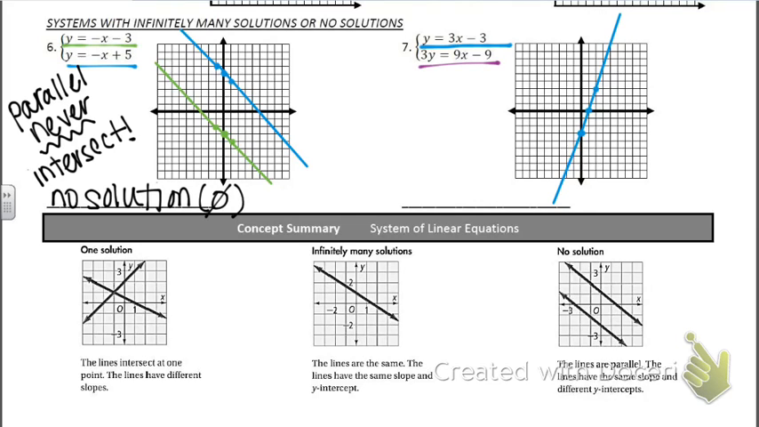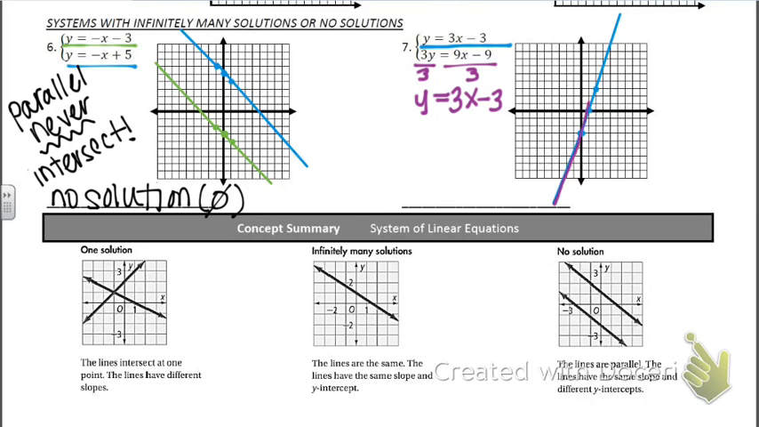Okay, the second line is not in slope-intercept form, so we want to put it in slope-intercept form. What do I need to do? I already have the y by itself, but there's a 3 attached to it, so we're going to divide both sides by 3. And that gives me y equals 9 divided by 3, 3x minus 3. Okay, what's going to happen when we graph that? What do you guys notice?